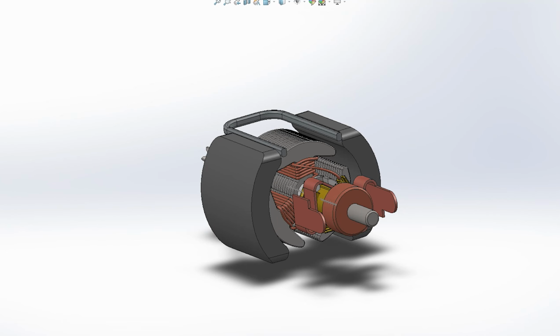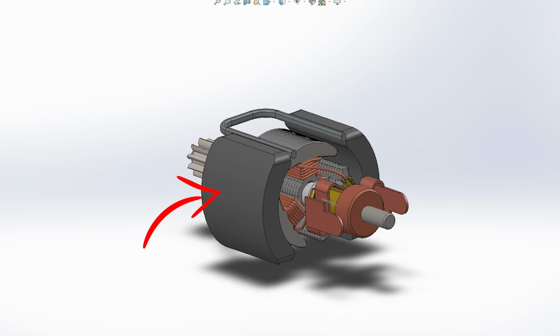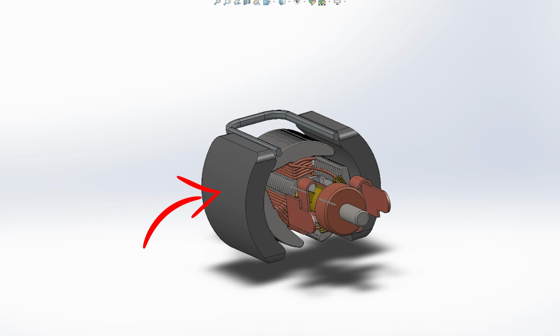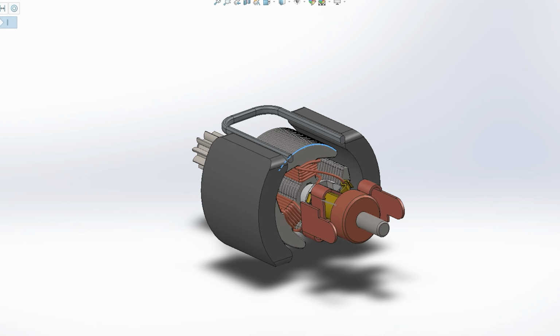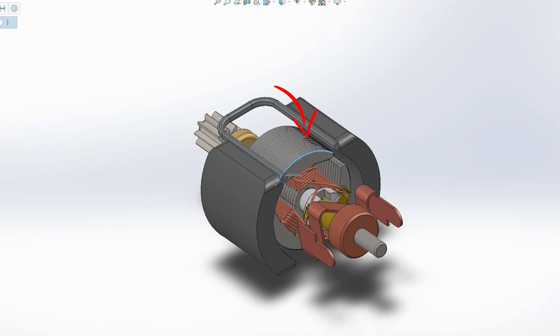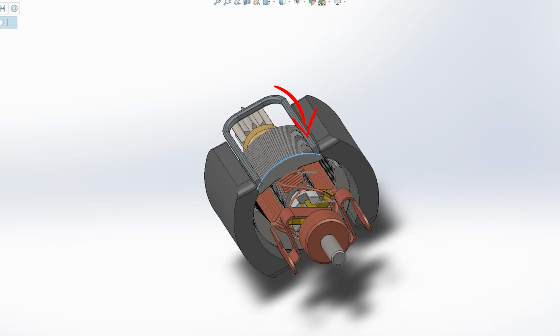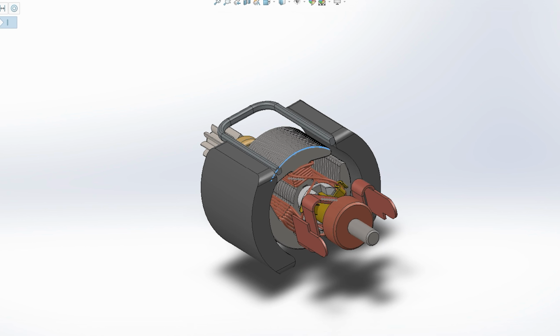So we have the stator. The stator is composed of magnets, which do not move. They're stuck in place by the housing components. Since the magnets are stuck in place, what actually moves is the rotor, and the rotor is composed of a lot of copper coils that are wrapped around it.